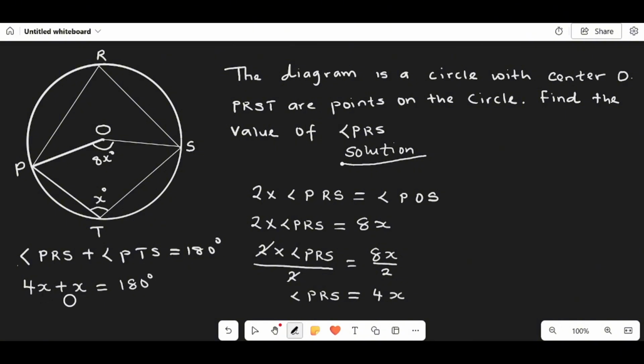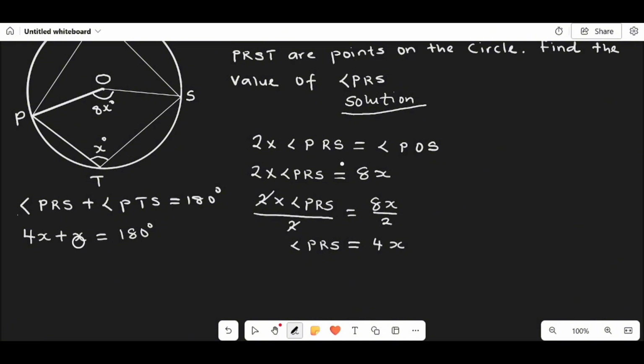4x plus x will give us 5x. 5x equals 180 degrees. Let us divide both sides by 5. 5x divided by 5 equals 180 degrees divided by 5. 5x divided by 5 will give us x, and 180 degrees divided by 5 will give us 36 degrees.